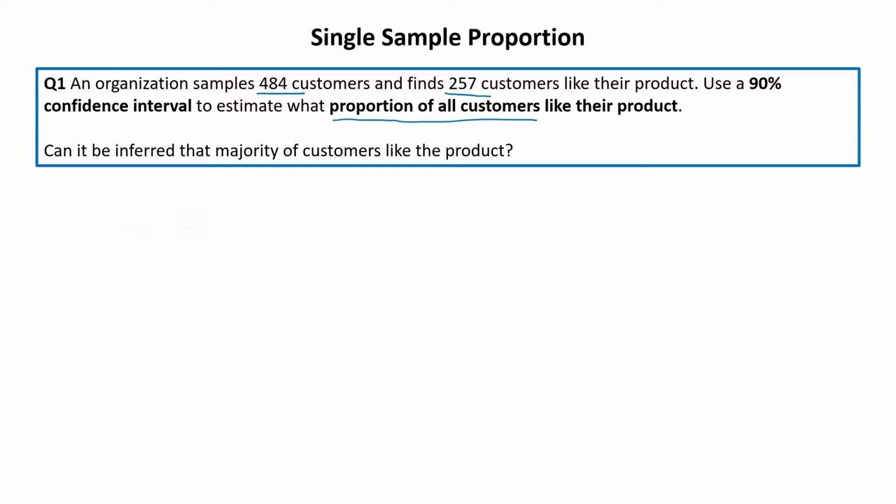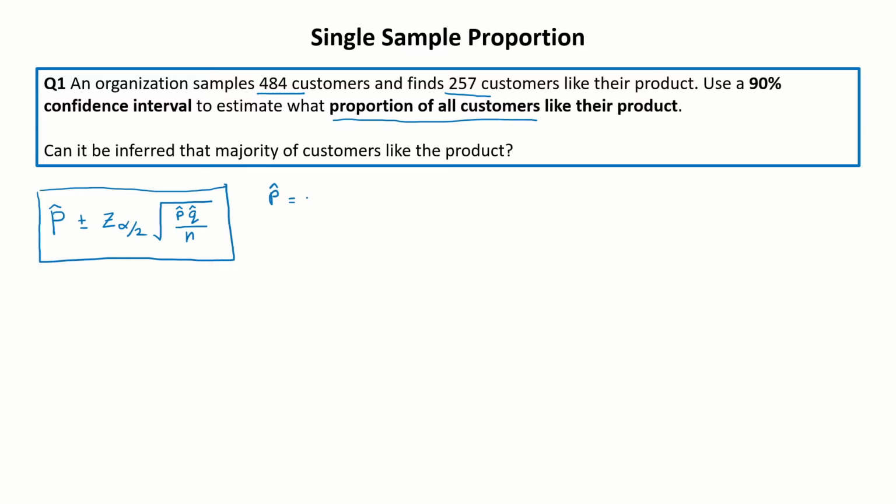Now, the equation we would be using to do this is this equation where p hat represents the proportion of customers that like the product, and q hat would be the proportion of customers that dislike the product. So in calculating the proportion of customers that like the product, p hat, the equation you can use is x over n, where x is the number of successes or the number of customers that like the product, and n would be the sample size.